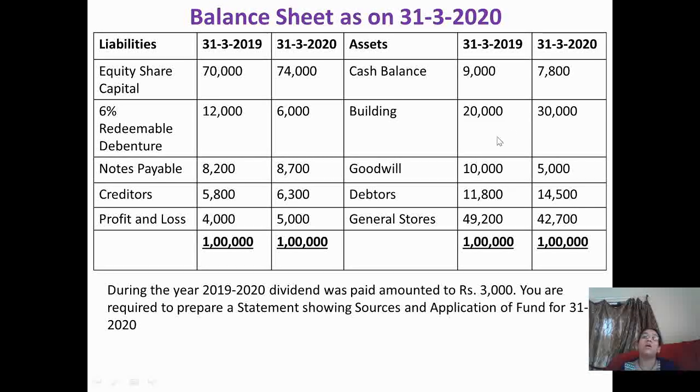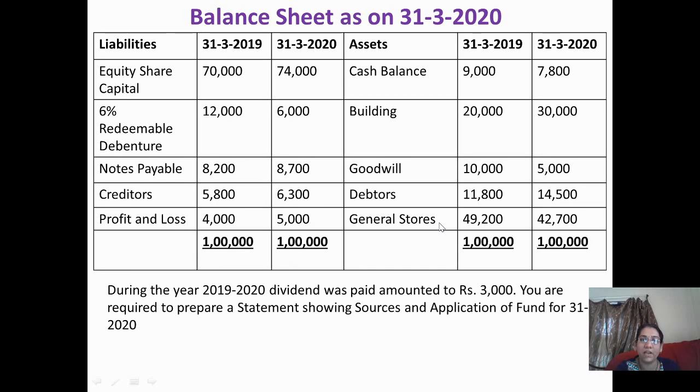In this problem, in the fund flow statement, we have to prepare first the statement of working capital, second the profit and loss account, and third one is sources and application of funds, that means the fund flow statement. In this topic, we have to prepare three. First, the working capital statement. Second, the profit and loss account. And third, sources and application, that means the fund flow statement. And we will take this amount also for calculating the same.